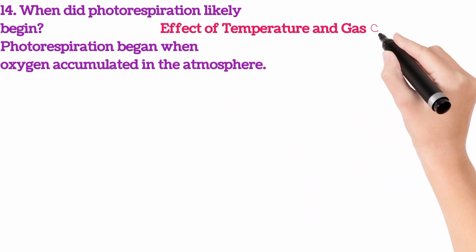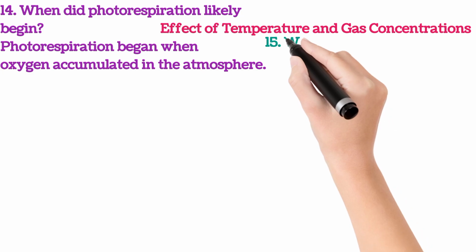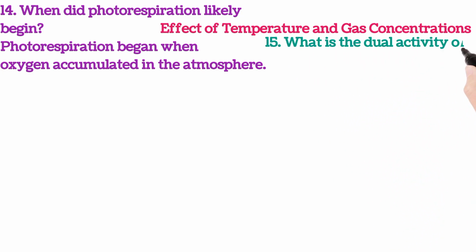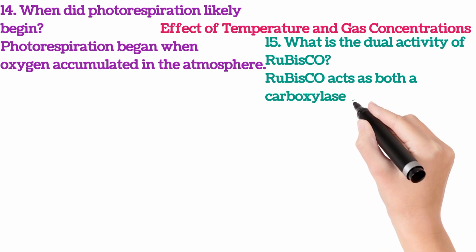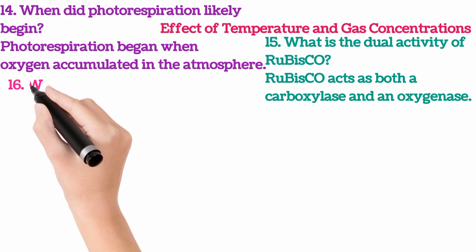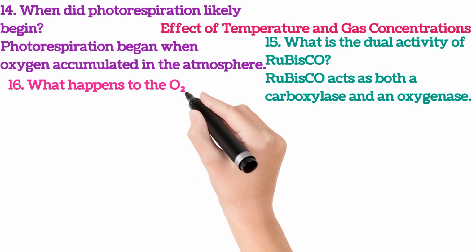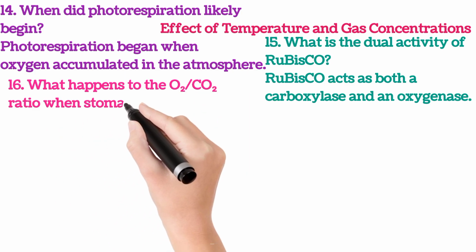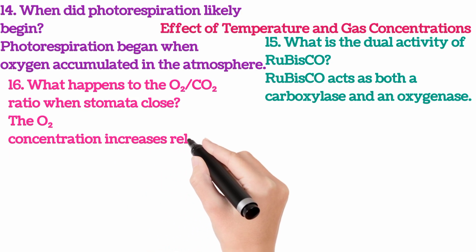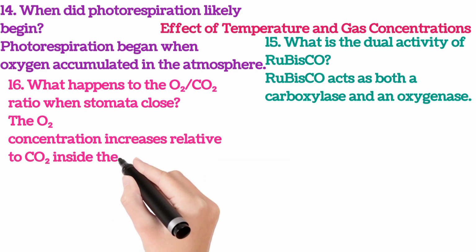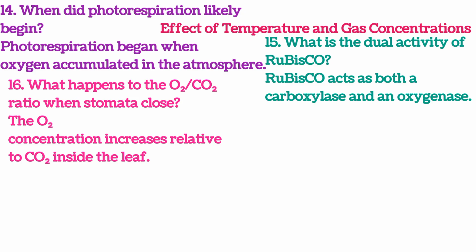Effect of temperature and gas concentrations. 15. What is the dual activity of RuBisCO? RuBisCO acts as both a carboxylase and an oxygenase. 16. What happens to the O2 by CO2 ratio when stomata close? The oxygen concentration increases relative to CO2 inside the leaf.